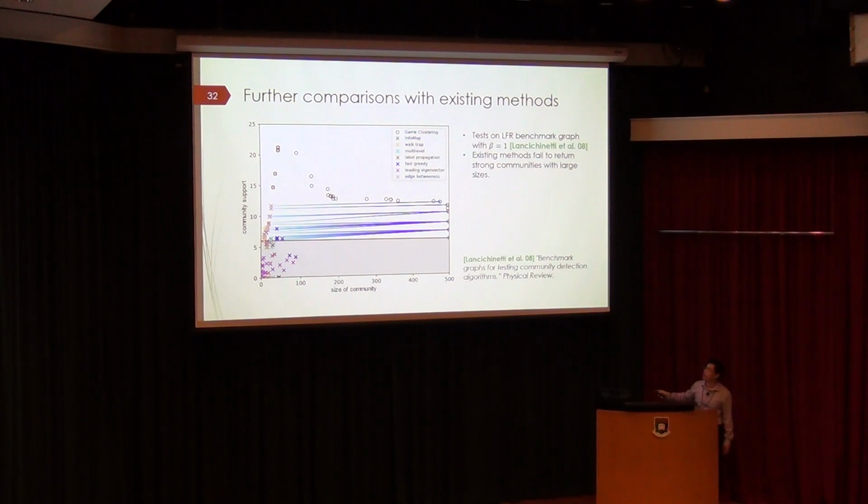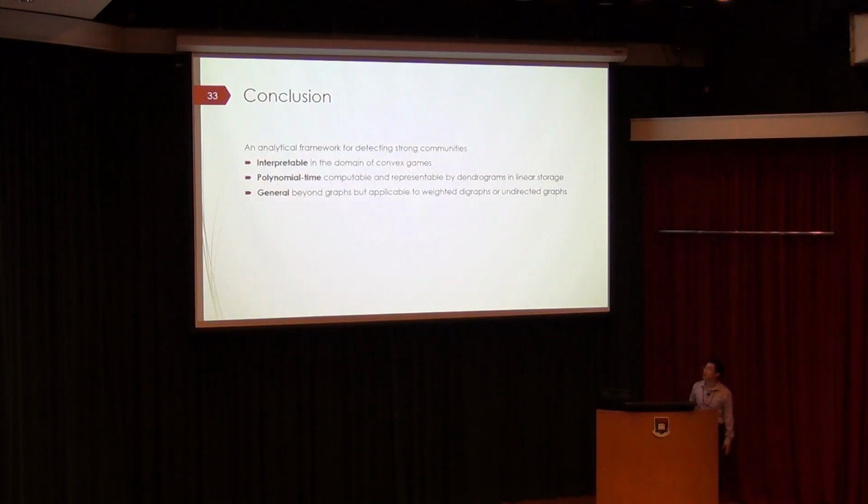And so this is the plot of the strength, actually the community support versus the size of the community you find. And the black one are what we find. And you can see that what existing algorithm fails to find is they fail to find a large cluster that are strong. So they are able to find small communities that are strong, but then they are not able to find large communities that are strong. Okay. So in conclusion, we have proposed a framework.